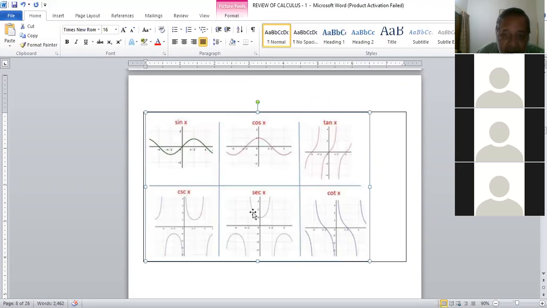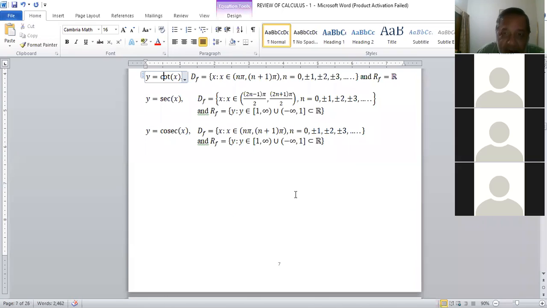Whereas the range of these functions, secant and cosecant, आप देख रहे हैं कि y वैल्यूज में गैप आ रहा है, 1 से नीचे नहीं है, -1 से ऊपर नहीं है, ये बीच में गैप आ रहा है, and that gap is mentioned here, that range of secant and cosecant both 1 से infinity union -infinity to -1 भाई.